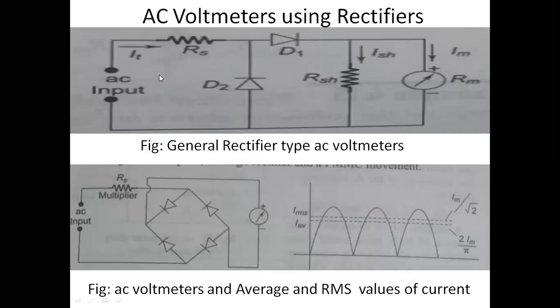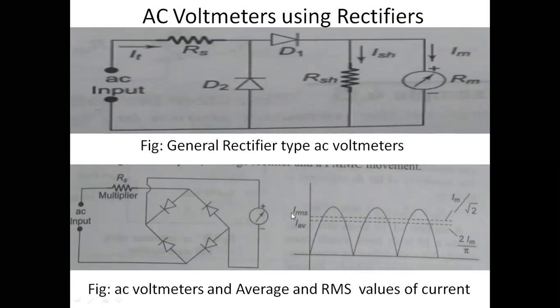In the reverse, negative half of the cycle, the diode D2 conducts and D1 is off. In such a situation, there is no current flowing through the meter. So this is a half-wave rectifier. In the half-wave rectifier case, we get the positive voltage only. For negative voltage, we don't get any output.